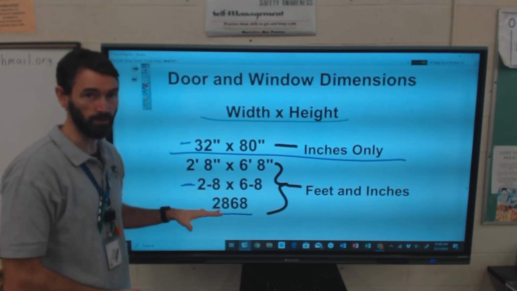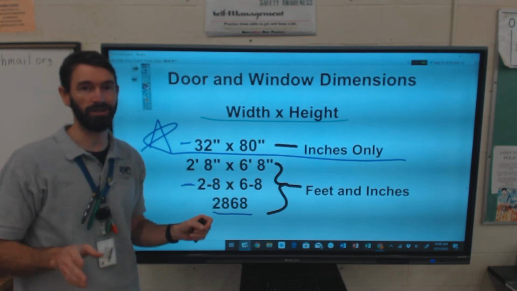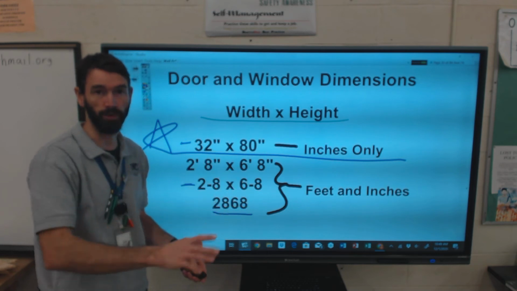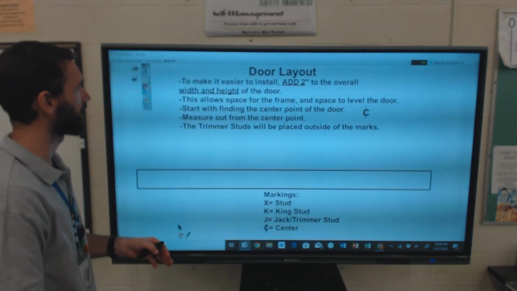But I want you to know that this is the way they're set. Again, most of what I'm going to give you is going to be inches only in this class. As we move on and get more advanced, we get into stuff that you'll probably see on plans. Okay, so here we go.